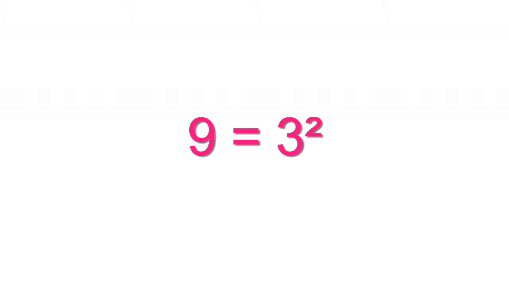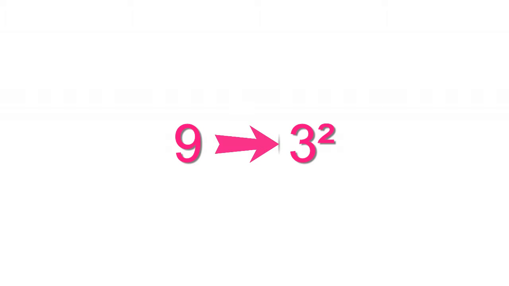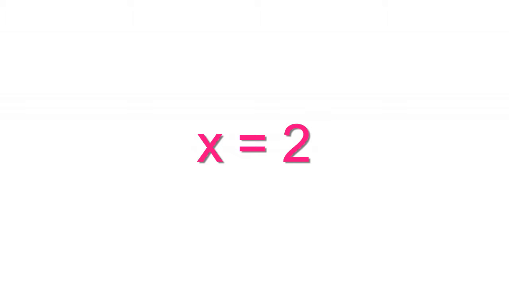since 9 is equal to 3 squared, this is really asking me to solve 3 to the x is equal to 3 squared. By converting the 9 to 3 squared, I've converted the right-hand side of the equation to having the same base as the left-hand side. Since the bases are now the same, I can set the two powers equal to each other, which is x is equal to 2.